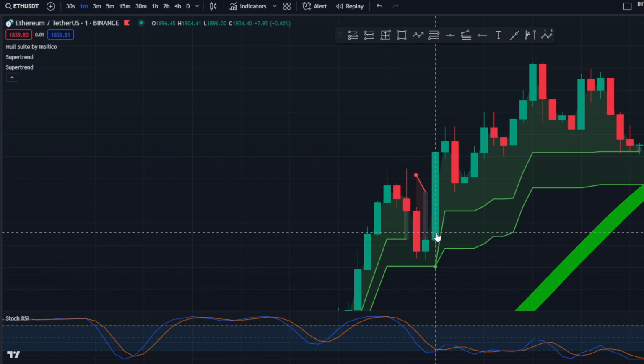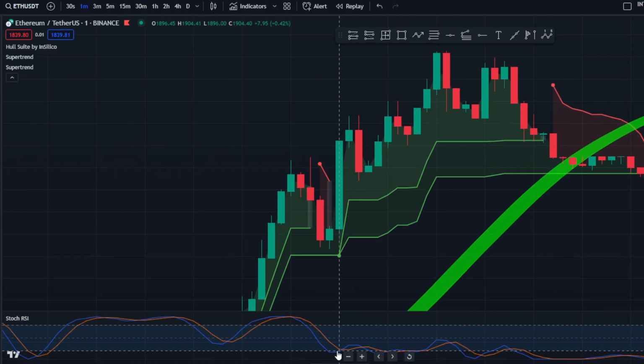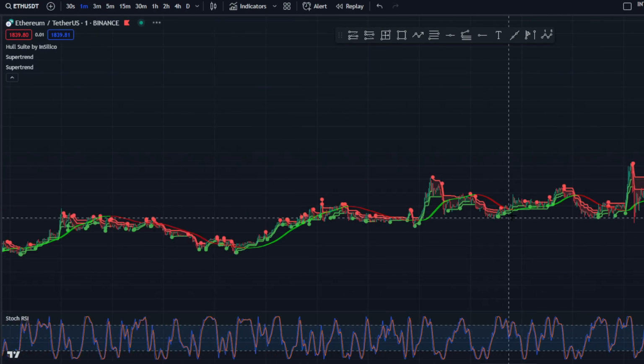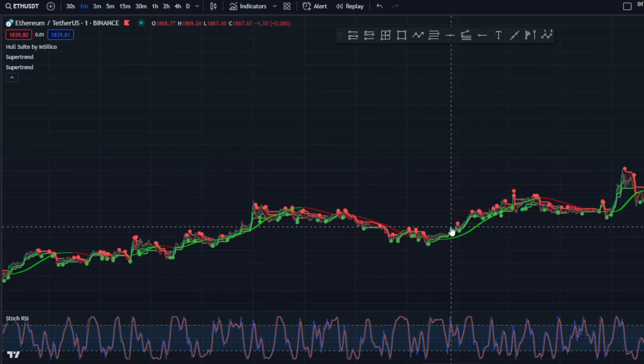Same thing here, we want to wait for a crossover, but as you can see, this crossover happens on this big candle, and you do not want to enter on big candles. So that's one of the rules that you should follow as well. So let's find another entry.